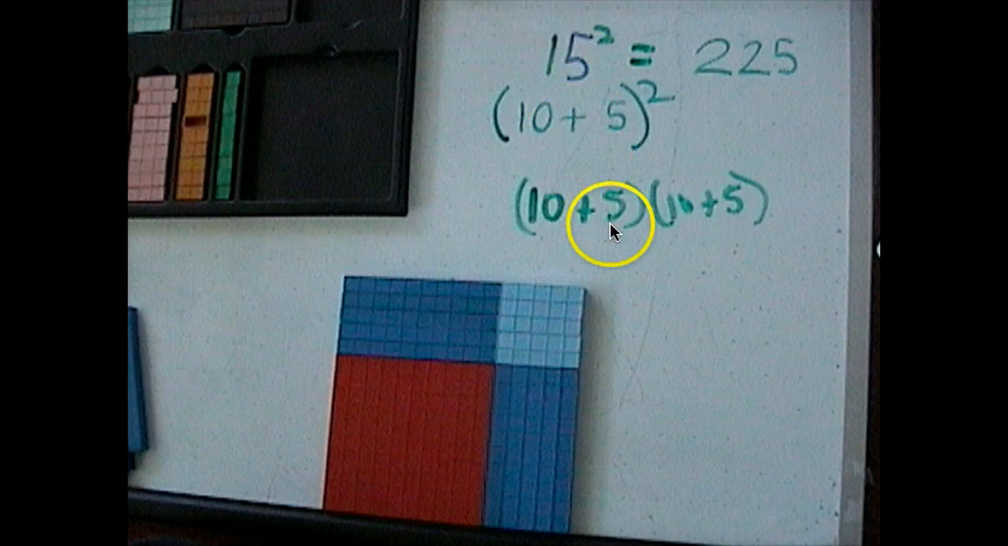There's expanded notation. And there we expanded even more. And I didn't take a picture of the work we did down there, but there's my 10 times 10, 100. There's 10 times 5. There's 5 times 10. There's 5 times 5. Add them all together, you get 225.